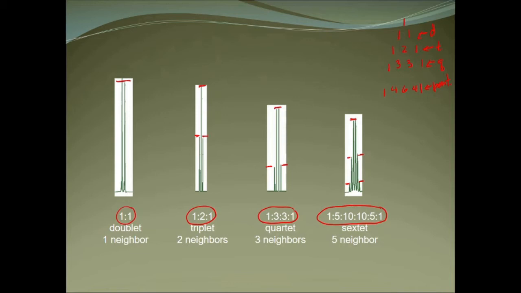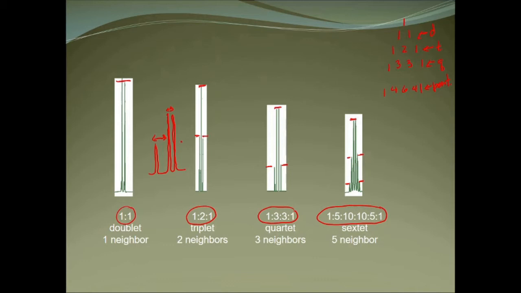And again, this is Pascal's triangle, but notice the peaks are symmetrical, and the spacing between the peaks is equal. If we saw a peak like this, it is not a triplet for 2 reasons. 1, the distance between these 2 peaks is greater than the distance between these 2. So this is not a triplet. Also, a triplet would be a 1-2-1 pattern. And here 2 of the peaks appear to be about the same size. It looks more like a 1-2-2 pattern, which is not a triplet.